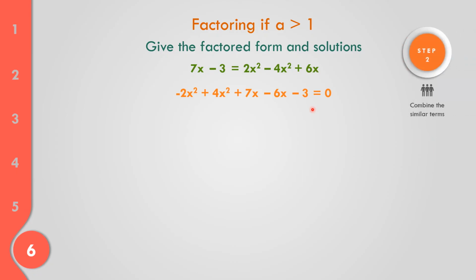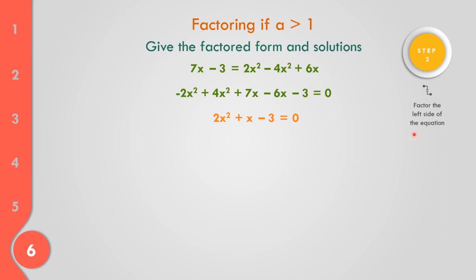Step 2, combine the similar terms. So we need to combine x squared and then x. Negative 2 plus 4, that is positive 2, copy x squared. 7 minus 6, that is 1. So positive 1x or x only. And then copy negative 3 equal 0. As you can see, the value of a is greater than 1. So let us factor now.